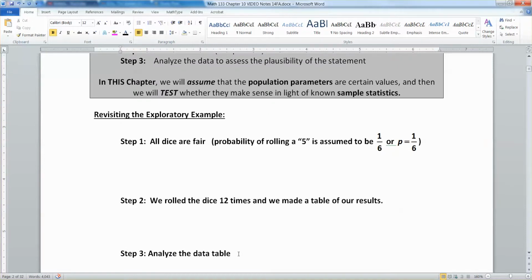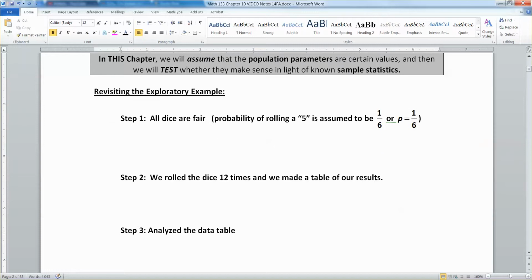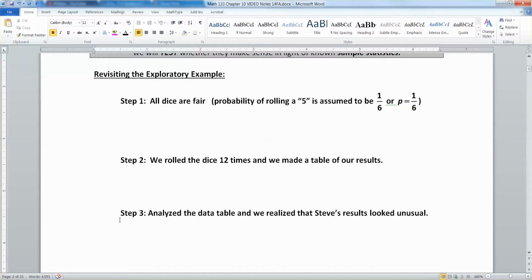Okay, so we analyzed the data table. All right, and when we did that, what did we see? So we analyzed the table, and we saw that Steve's results looked odd, unusual. All right, now how did we know that? So in class, it's kind of interesting when this happens because students will be like, cheater, liar, you know, so they'll go, oh, they must have had a rigged die.